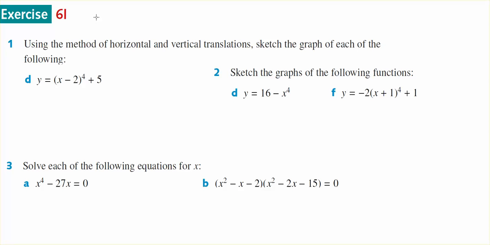This is for Year 11 Methods. It's 6i, question 1, 2 and 3. Sketch the graph of the following.